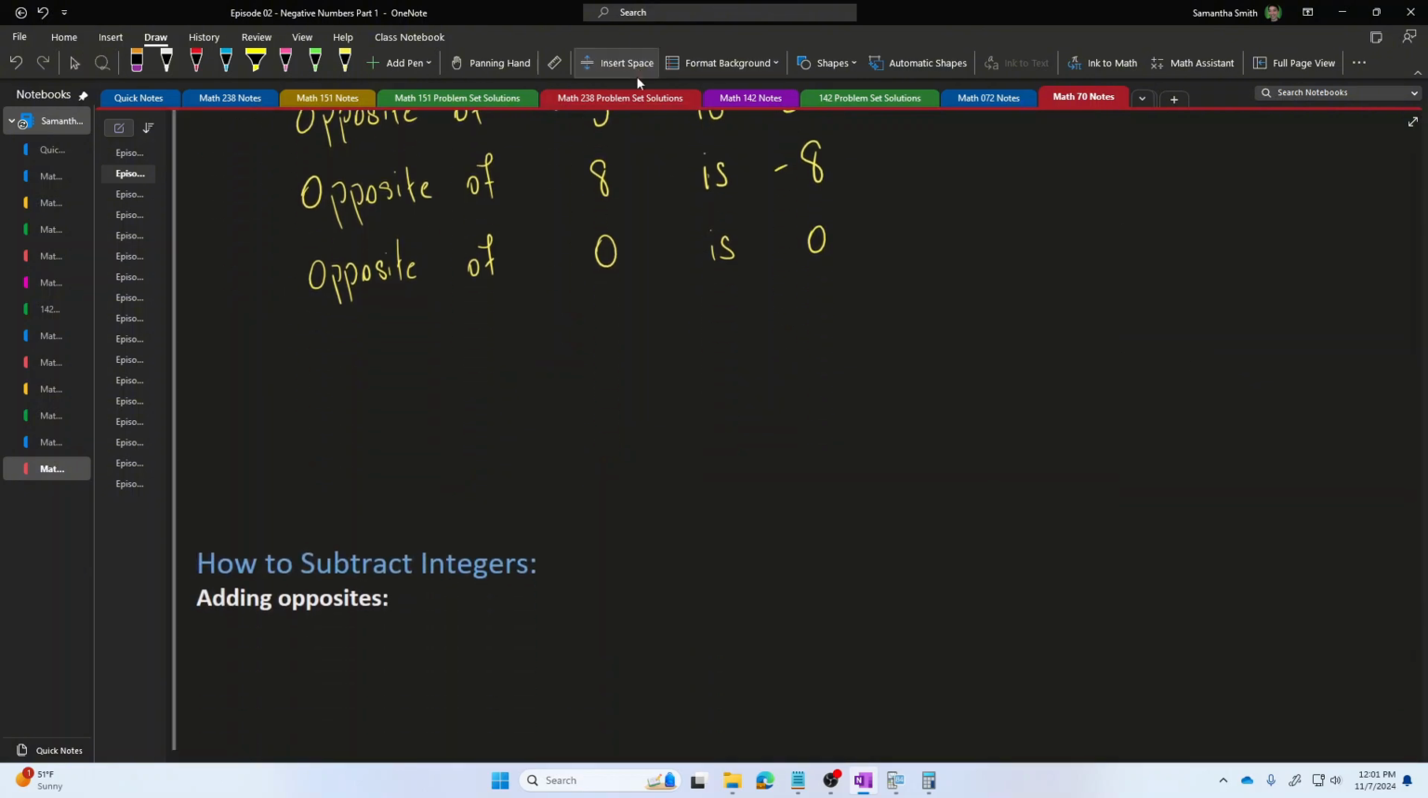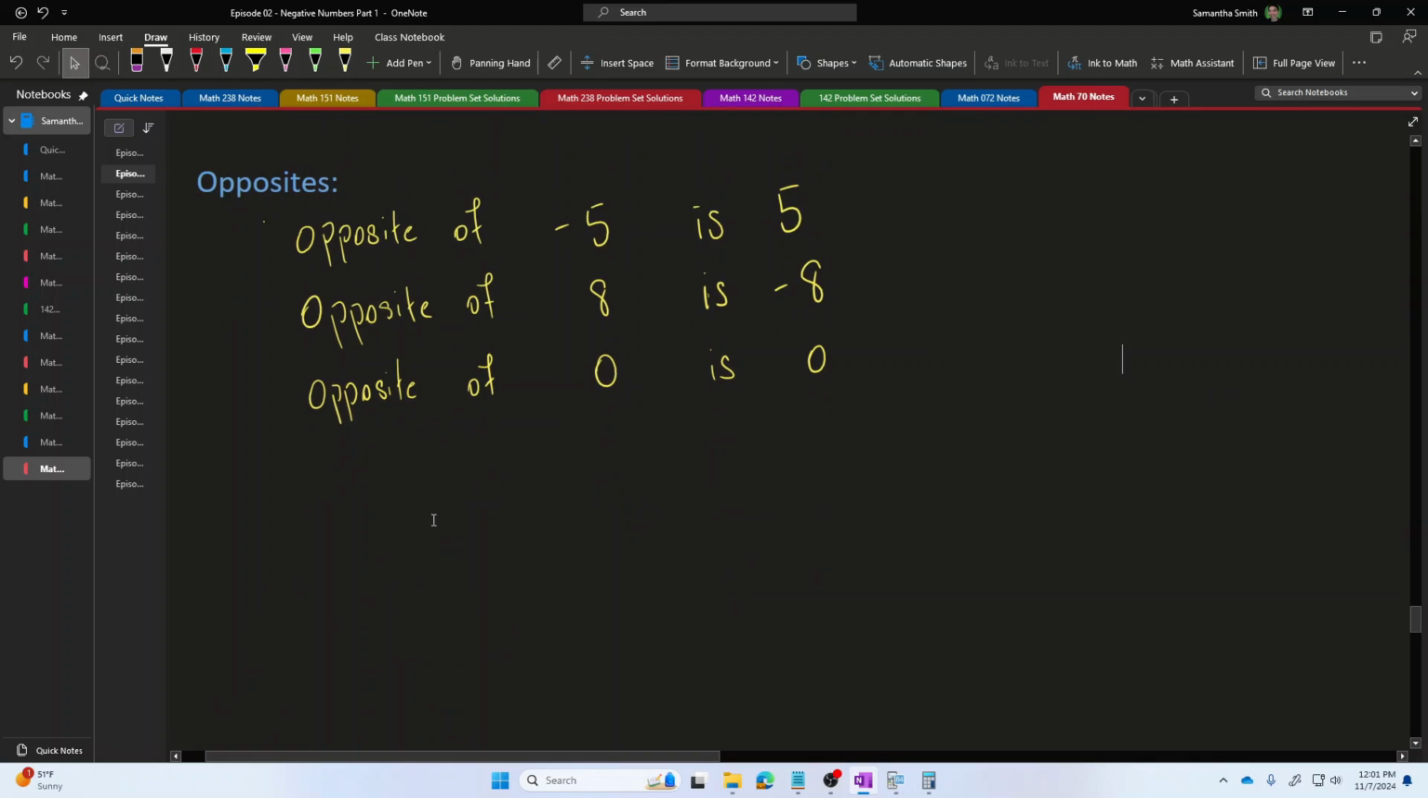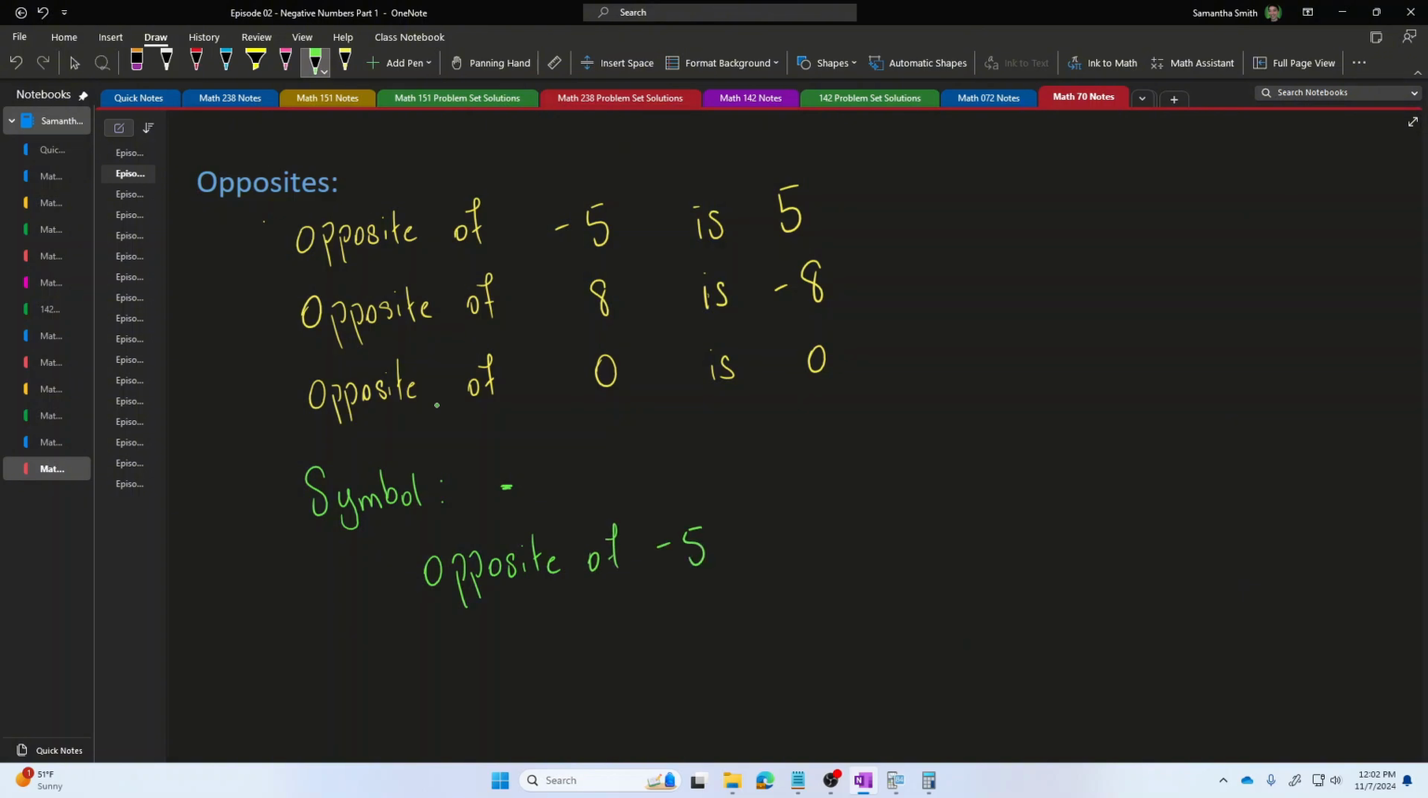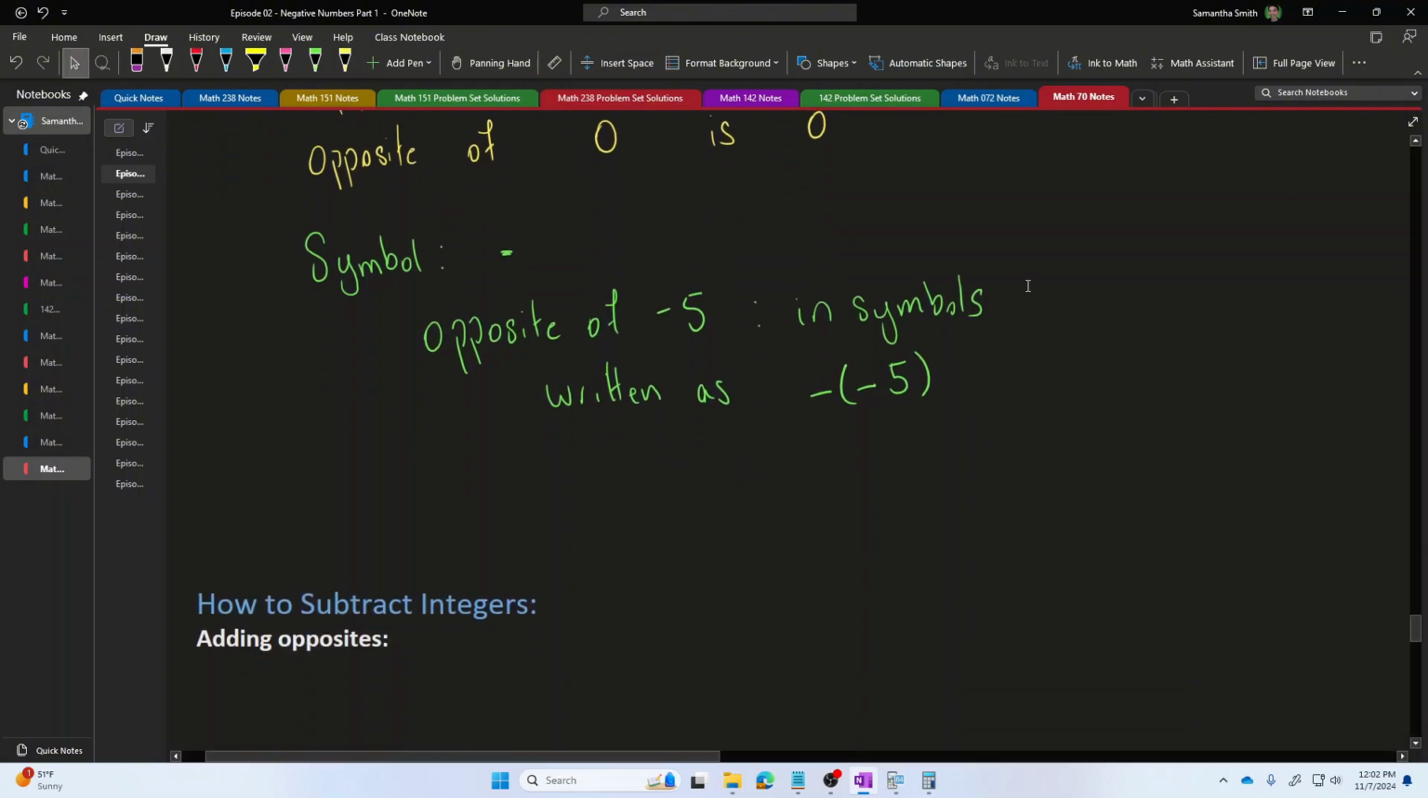Now, symbolically, if you want to represent the opposite using symbols, the symbol for opposite is exactly the same minus sign we've been using all of this time. So for example, if I wanted to symbolically talk to you about the opposite of negative 5, then I would write that in symbols as minus sign 5. And then I would use parentheses to separate those two consecutive minuses.